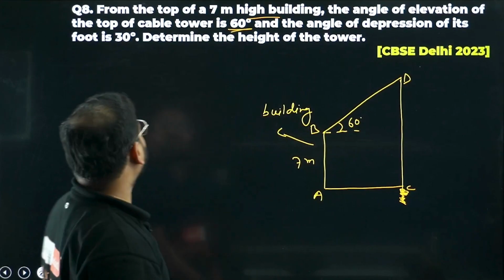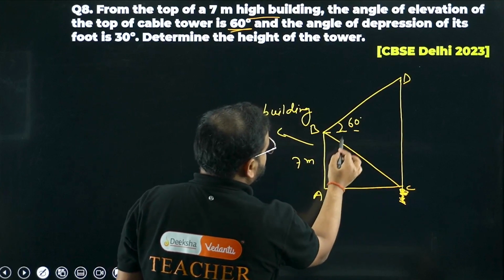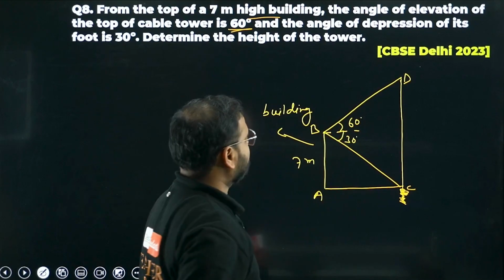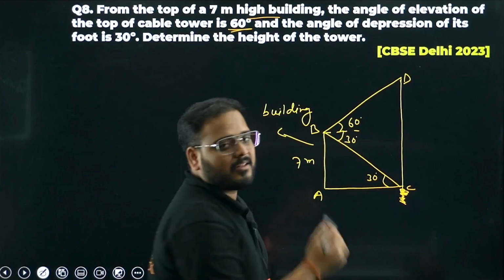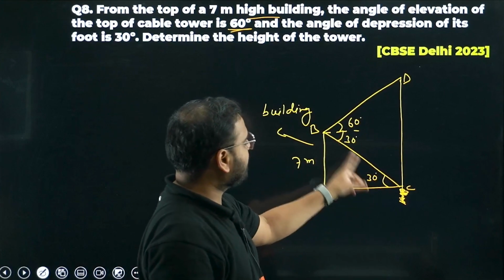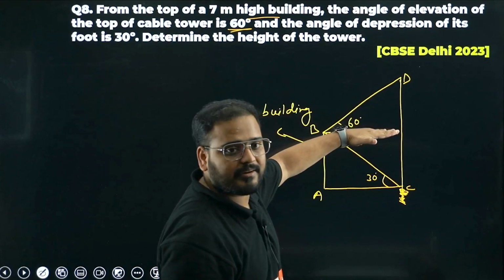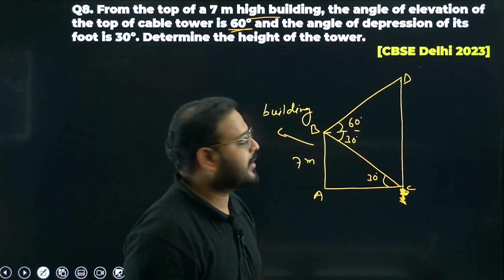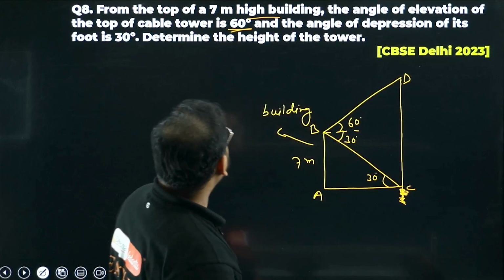The angle of depression of the foot means like this. You have to look. How much is this? 30 degrees. Okay, so this angle is what? 30 degrees. How come, sir? The pair of alternate interior angles, right? Parallel lines. Both of them are horizontal. This is again a horizontal parallel line, right? So they are parallel. So the pair is alternate interior angles. No problem.